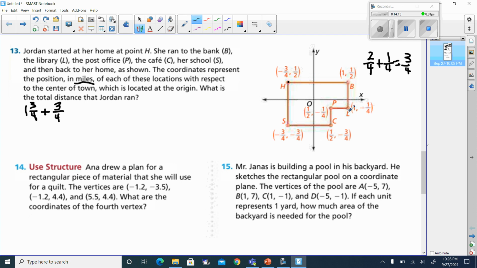Next, I can measure from point L to point P. This time we are not crossing an axis. And that means I'm going to subtract the two numbers. They're both sitting at negative 1/4, so I have 1/2 and 1. Well, 1 minus 1/2 is going to be 1/2. So this is going to be plus 1/2.